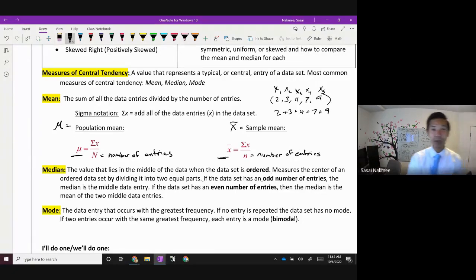Number of entries for your sample or number of entries for your population, right? And that's it. That's all the mean is, right? Don't overthink this. You know how to calculate the mean. You add them all up, divide by how many you have, and that's your average, okay? Let's go on to the other two, though.